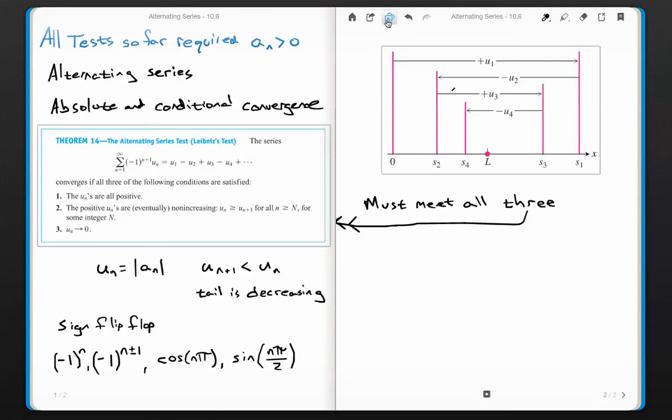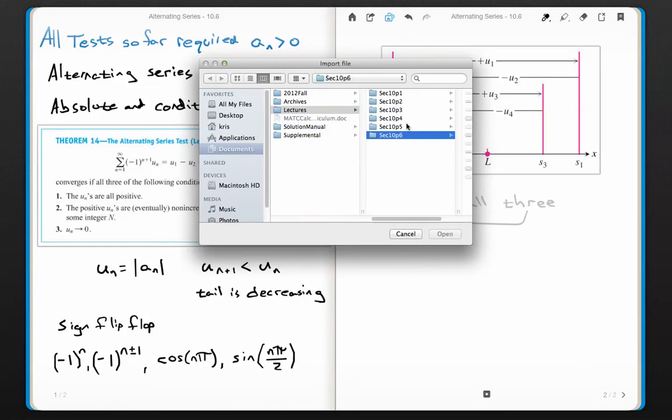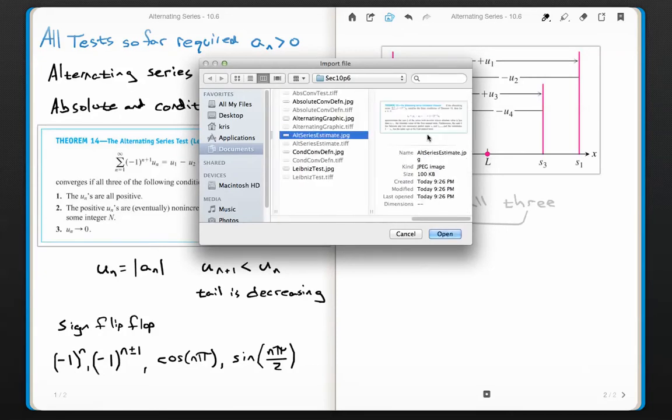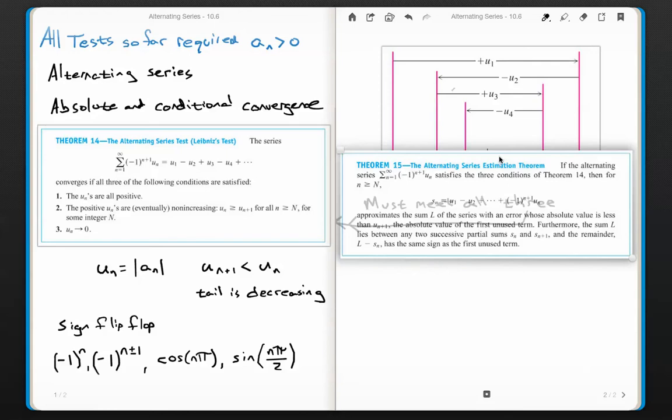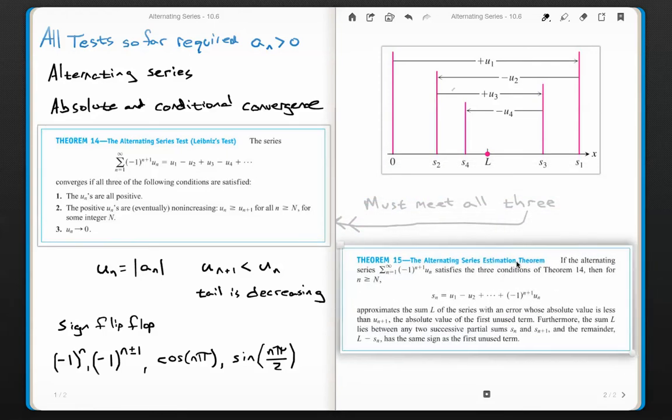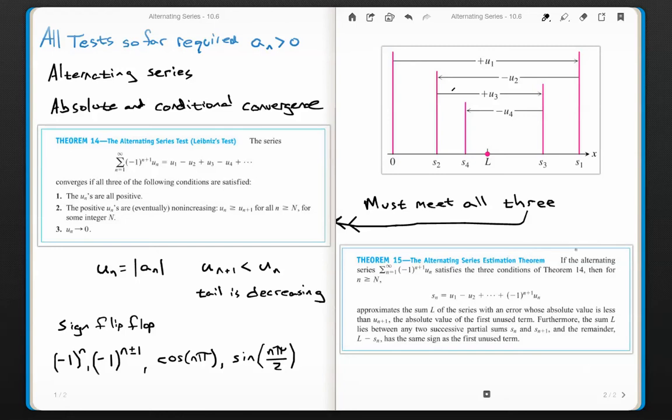But I'm going to stick in another little theorem here, and that is the alternating series estimate. This is kind of a powerful one too, very useful for us later on. If the alternating series satisfies all three conditions of Theorem 14, that's over here, Leibniz's test. I like to call it Leibniz's test because, well, he's German, and I favor all things German. Then for n greater than some big N, the partial sum u sub 1 minus u sub 2 plus u sub 3, and so on, will approximate the sum L of the series. Okay, so it approximates this L.